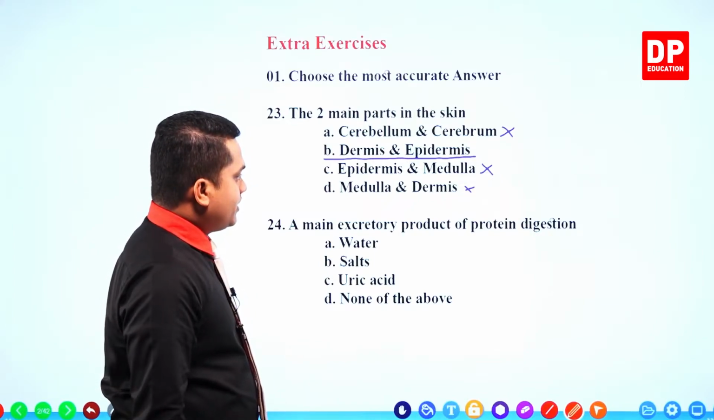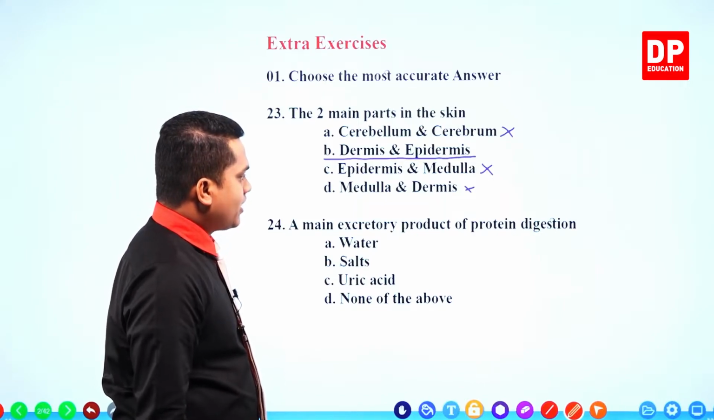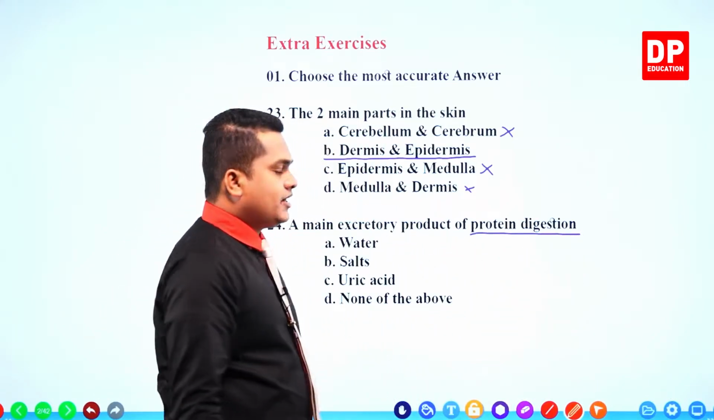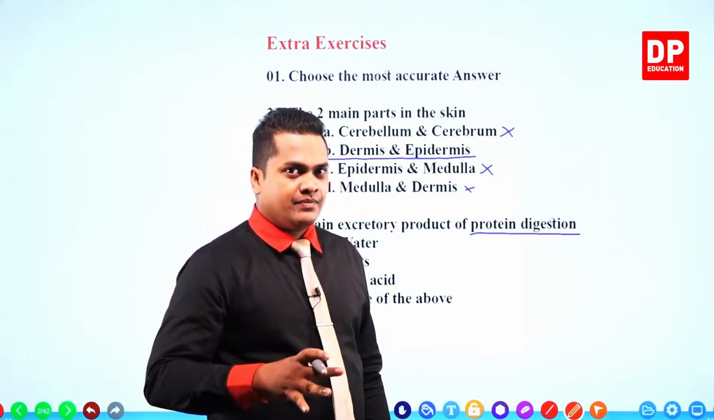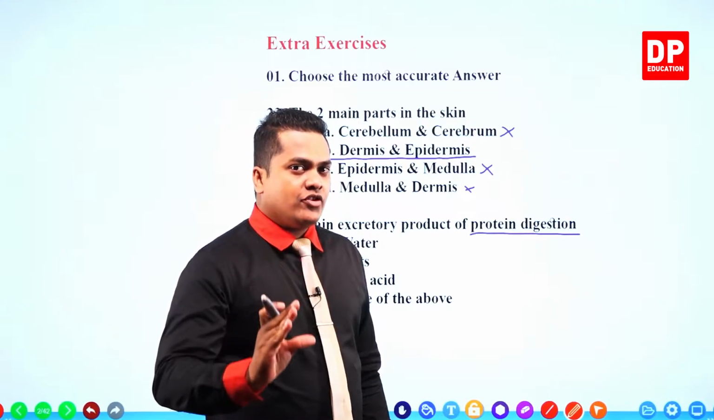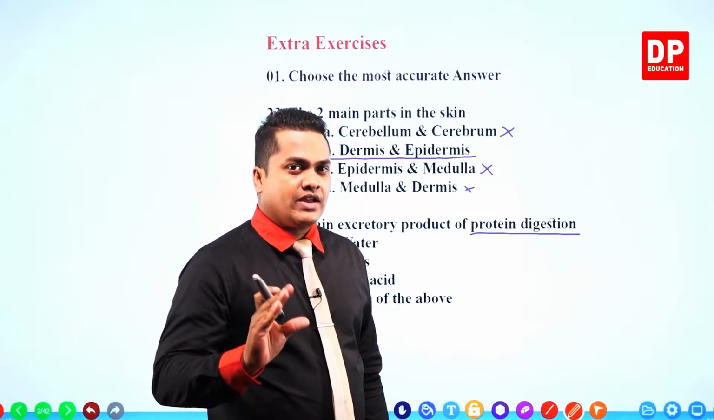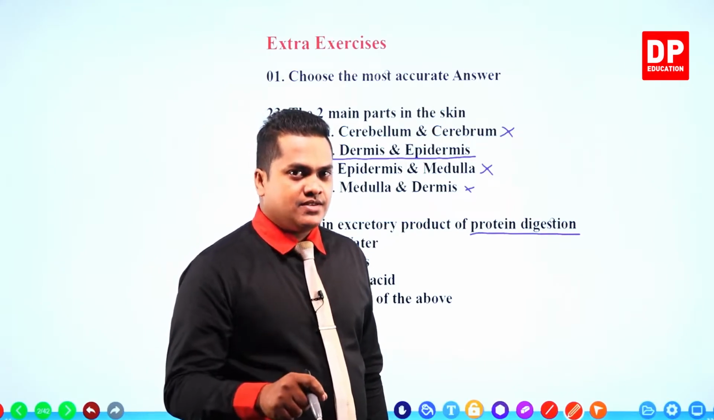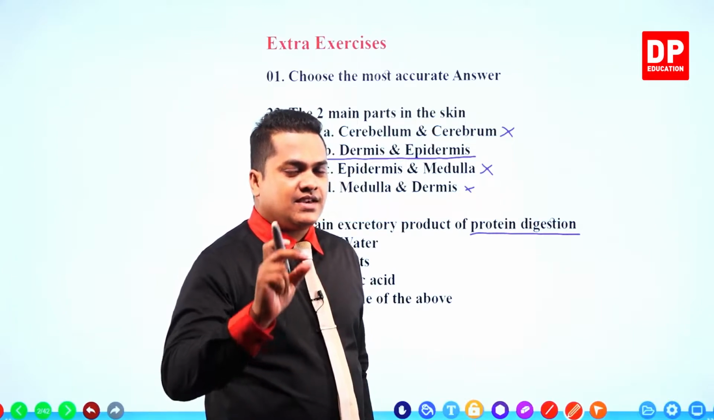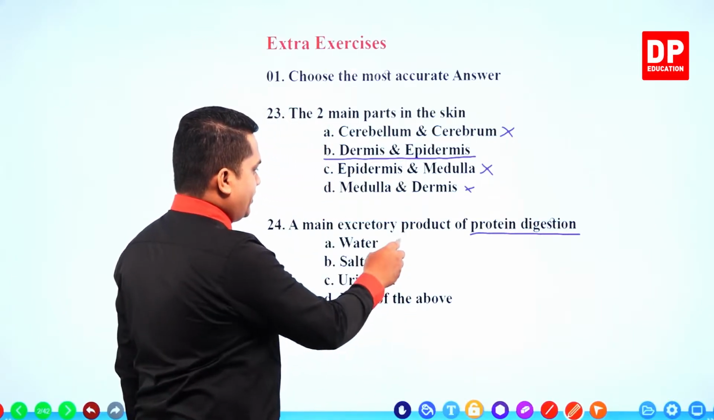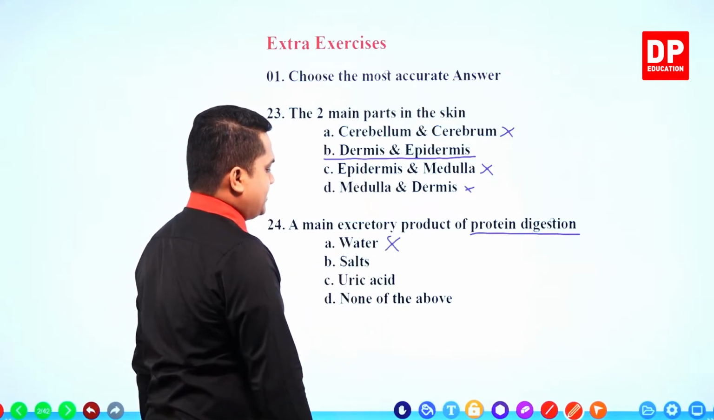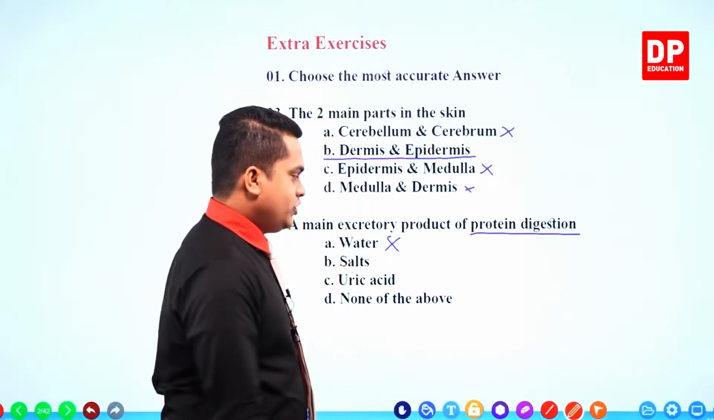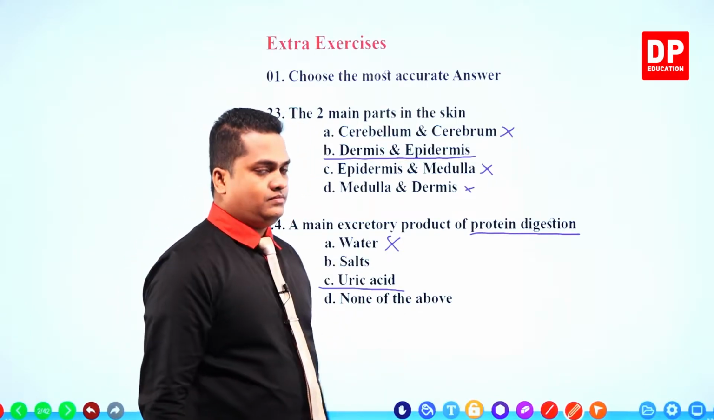A main excretory product of protein digestion. During protein digestion, a main excretory product which is created should be nitrogen based, right? So you know, my dear children, that nitrogen based excretory substances are eliminated from our body by the kidney. So find a substance that has nitrogen, specially secreted by the kidney. So let's see. Water, salts, uric acid, none of the above. Urea and uric acid contain nitrogenous waste. So uric acid would be our correct answer, right?